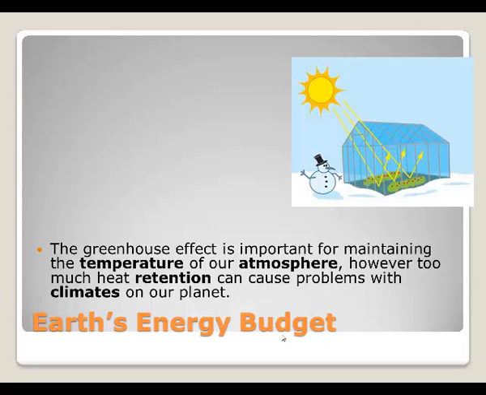Without the greenhouse effect, our temperatures would become extremely cold at nighttime hours. And it would also increase the temperature during the day well above the extremes that we get currently. So the greenhouse effect helps to regulate our temperature on our planet. It keeps us from getting too hot during the daylight hours, and it keeps us from getting too cold at the nighttime hours.